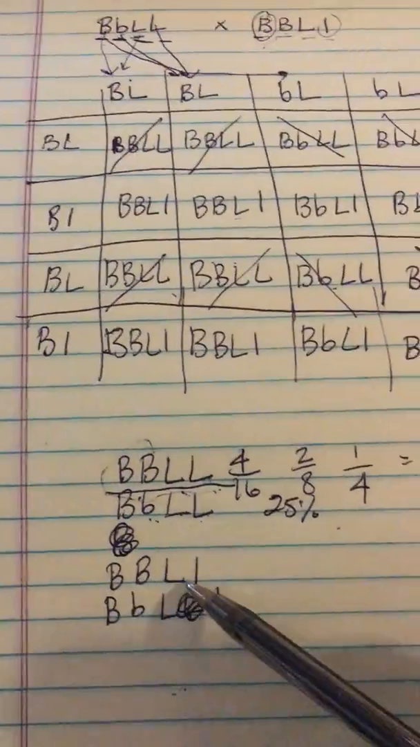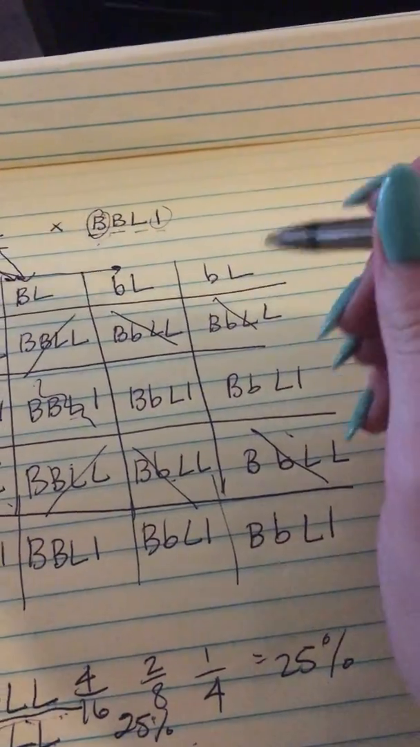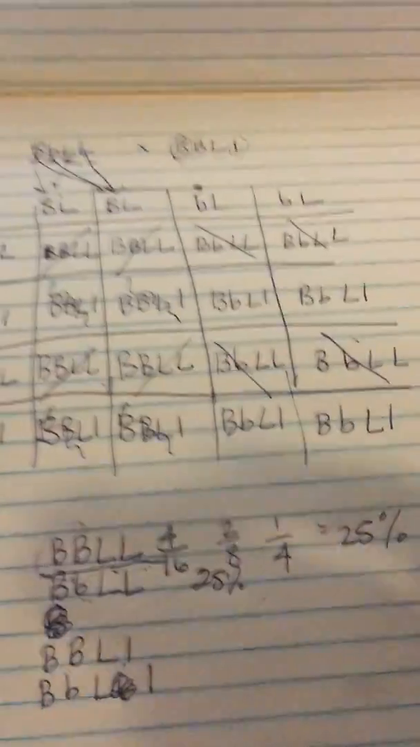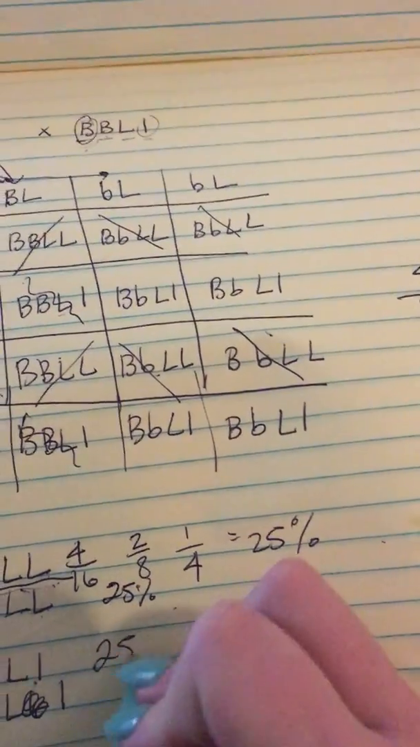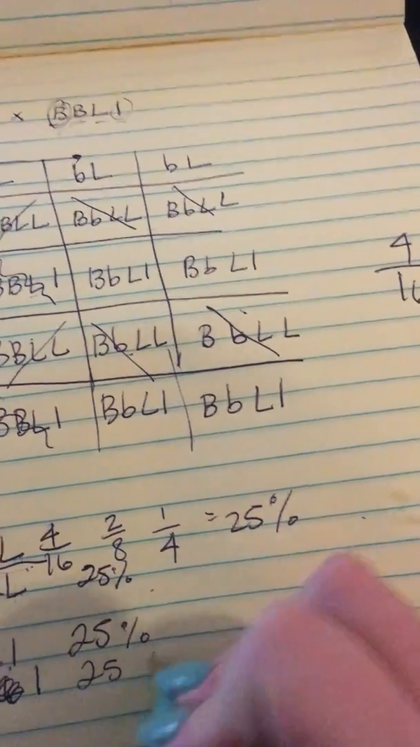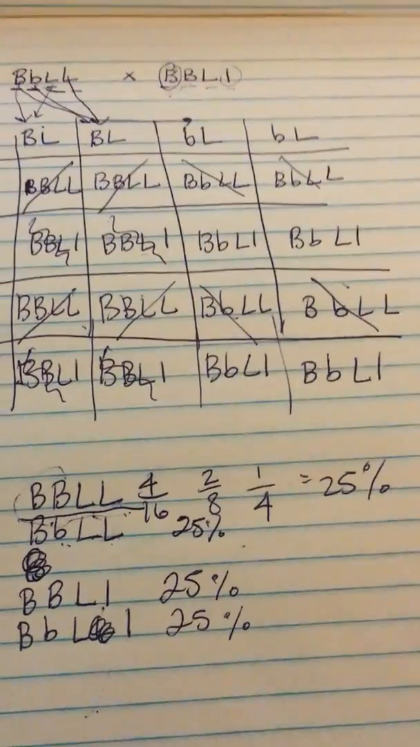And then next we have big B, big L, little l. So we have 1, 2, 3, 4. We have 25%. And then without even having to count, we know that our last one is also 25%. Right, so this is pretty evenly divided.